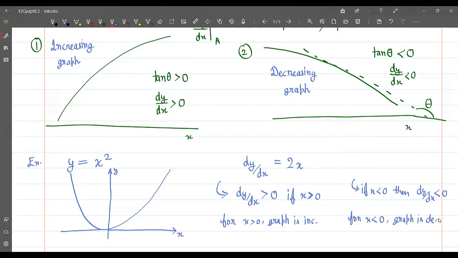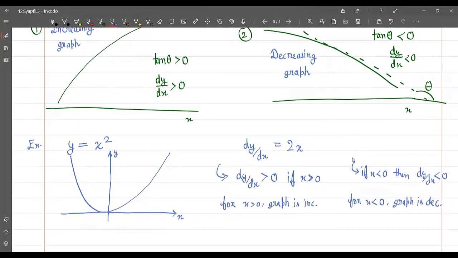And this is apparent from the graph also. For negative values of x, when you increase x, the value of y is decreasing until it reaches 0. After 0, the slope becomes positive, so the graph keeps on increasing. Is it clear? Any questions up to here?